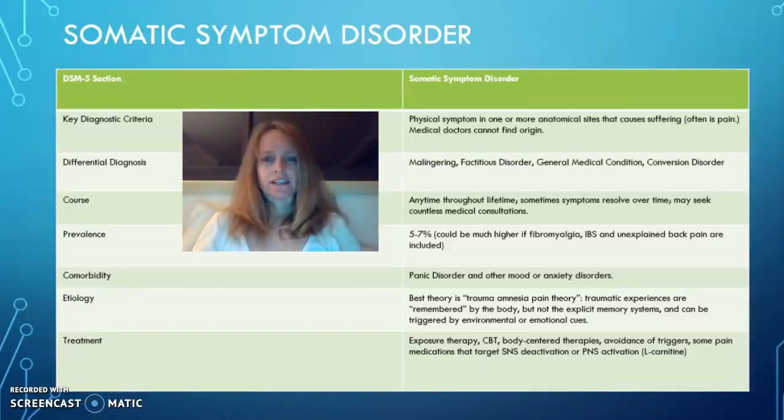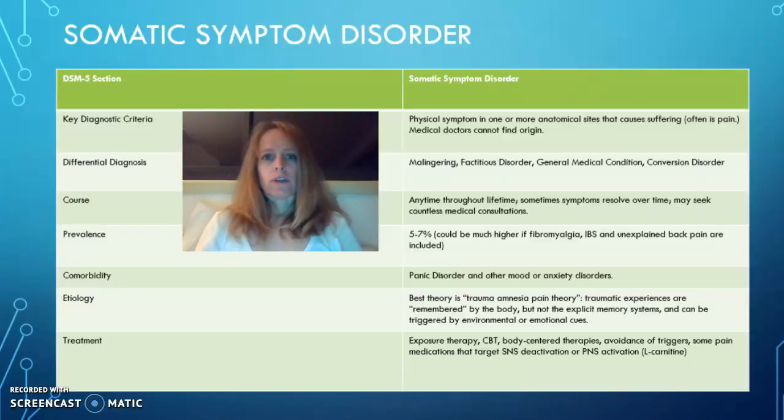Hello students, this is the lecture on somatic symptom related disorders. I am starting with this section and I'll move to dissociative disorders later because I think it ties better to the PTSD lecture that was the most recent one that we covered.